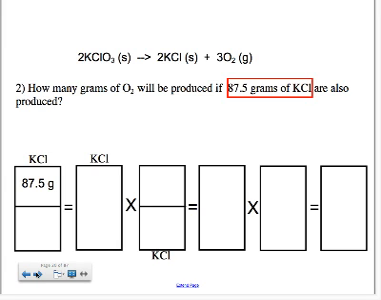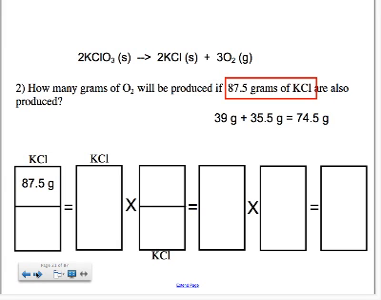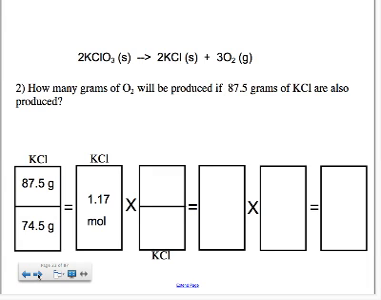Then I need the molar mass of potassium chloride. So 39 plus 35.5, that's potassium and chlorine, gives me 74.5 grams. So that goes in the bottom of the left-hand box there. And I divide those two numbers out to get 1.17 moles of potassium chloride. Now I need my mole ratio, so let's identify the unknown. In the question, the unknown is how many grams of O2, so the same unknown that we had the first time. So I'm going to put O2 on those boxes again. And the coefficient is the same, it's 3 for O2.